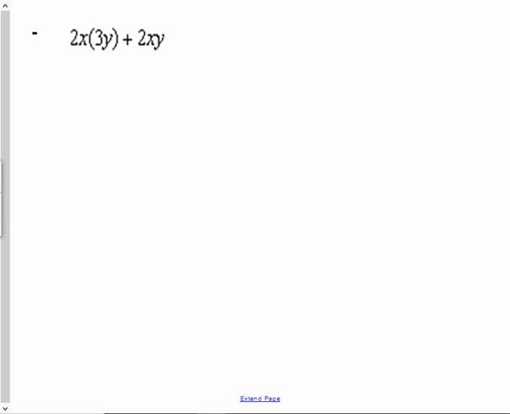Here you have multiplication plus a monomial. So when I multiply these two, I get 2 times 3 is 6. X times y is xy. And 6xy plus 2xy, they are like terms because they have the same variables and the same exponents of 1 each. So therefore, I can gather them, and it would be 8xy.